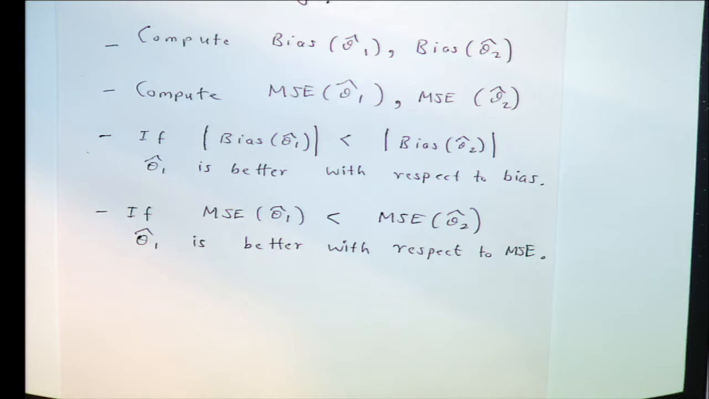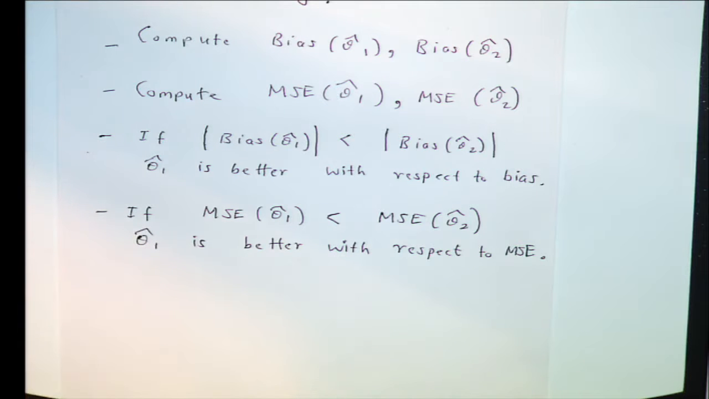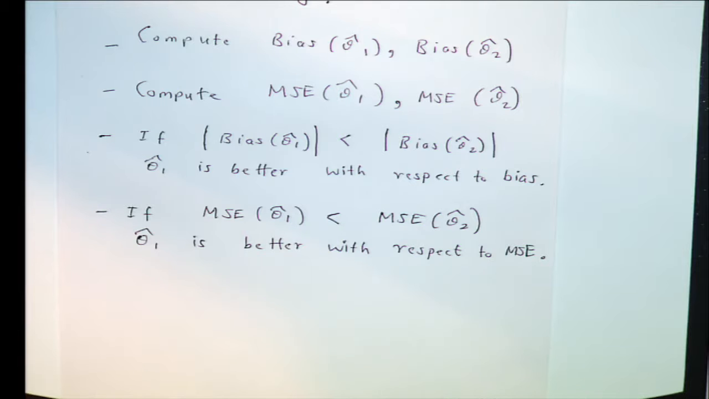These are the two things that you need to look for when you answer the question, right? Compare the absolute values of the biases, because remember, the biases can be negative or positive, whereas the MSE, by definition, can only be positive. MSE cannot take negative values, whereas bias can take both positive and negative values.